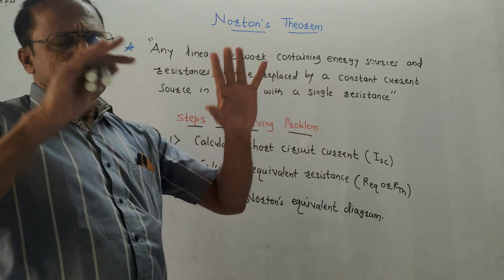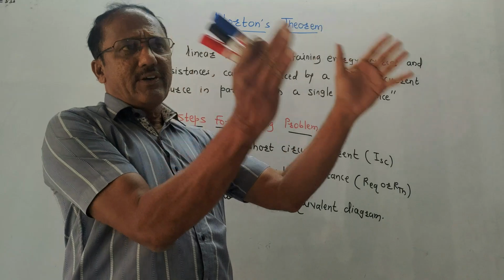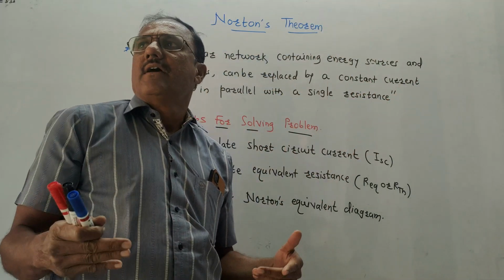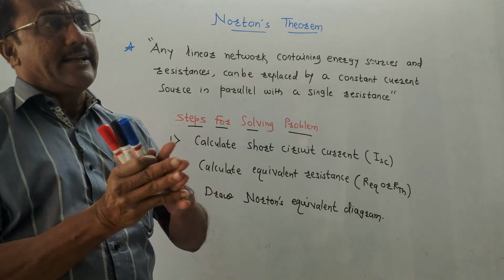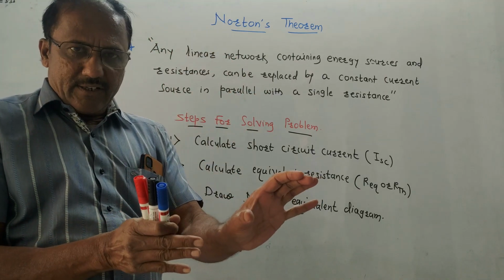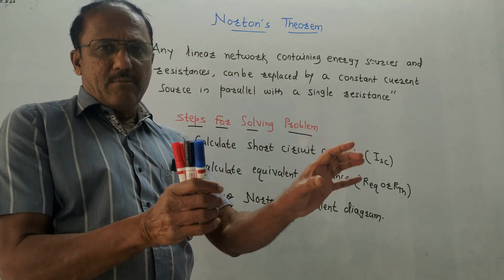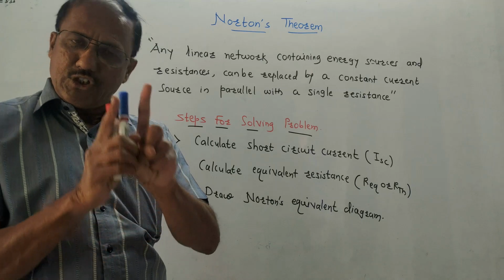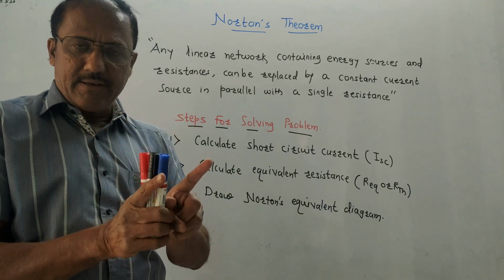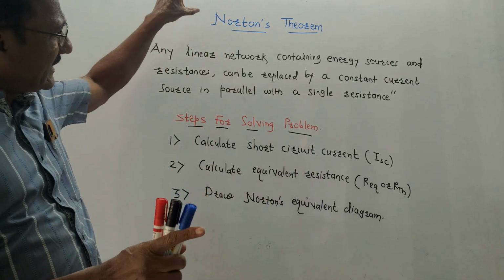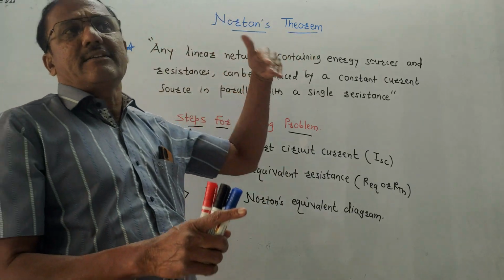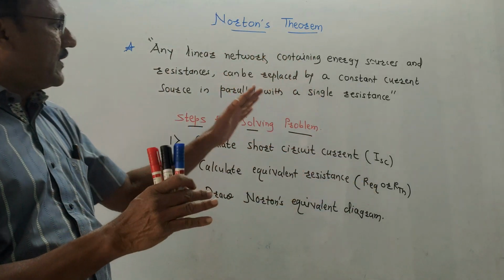In simplified language, whatever network you have, it may contain different current sources, different voltage sources and some resistances. Then the entire network can be simply represented by a single current source which is constant, not changing with time, and in parallel with the resistance. So basically Norton's theorem, like other theorems such as Thevenin's theorem, is used to simplify the network.